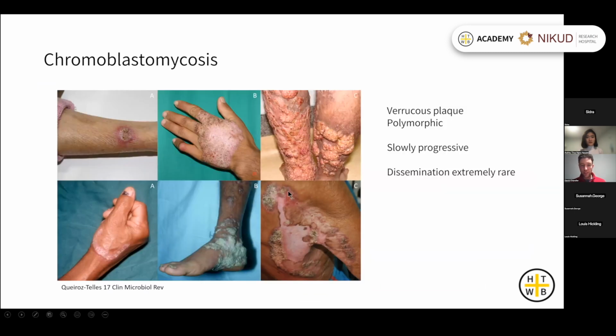The presentation is typically with a verrucous or thickened plaque, and there's a range of presentations and severity, ranging from, on the left here, quite localized disease, going through to the right here to more extensive and verrucous presentations. And this is a very slowly progressive condition over years, and it really localizes just to the skin and subcutaneous tissue. Dissemination beyond that is incredibly rare.